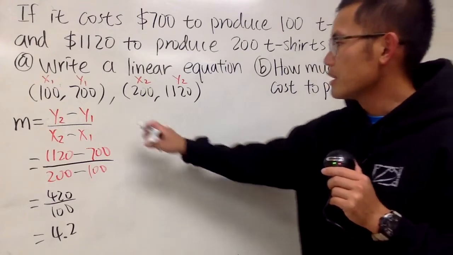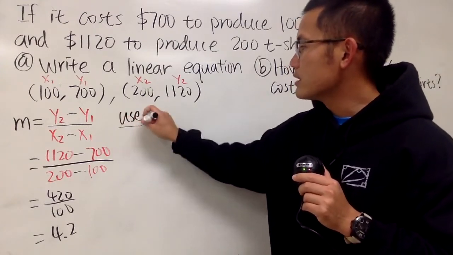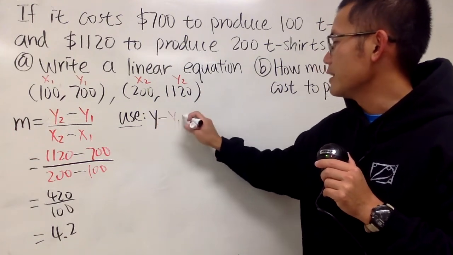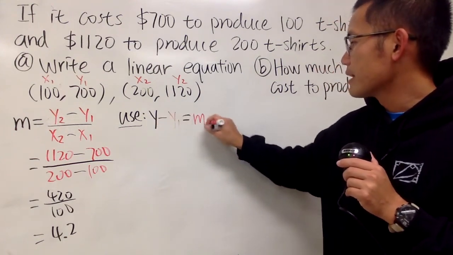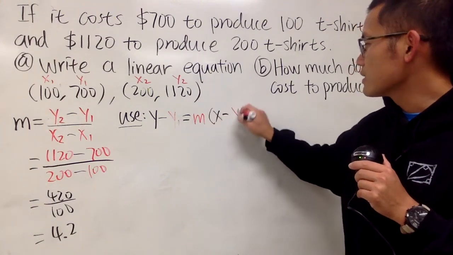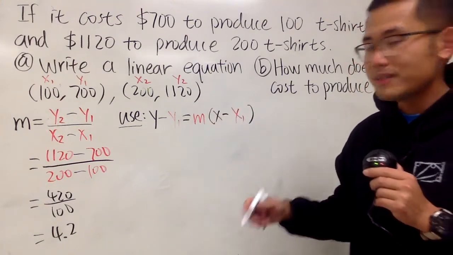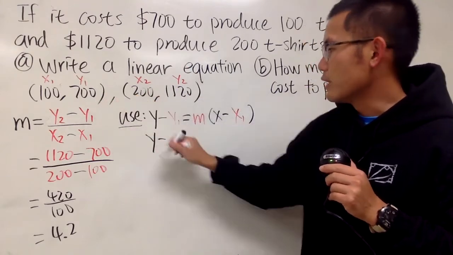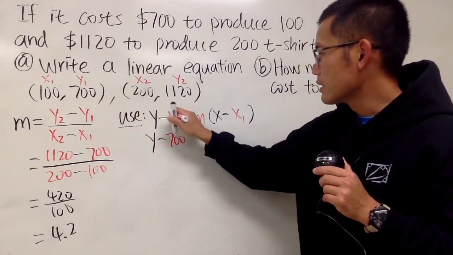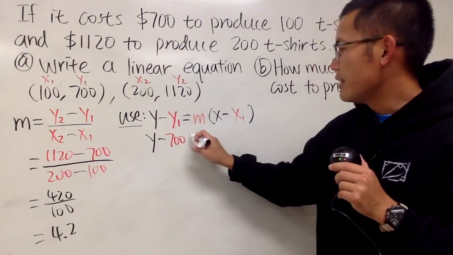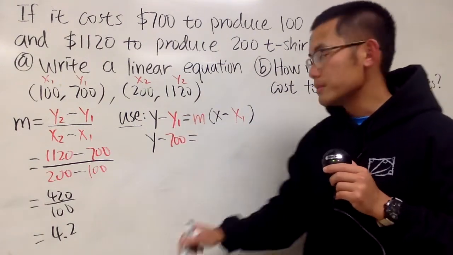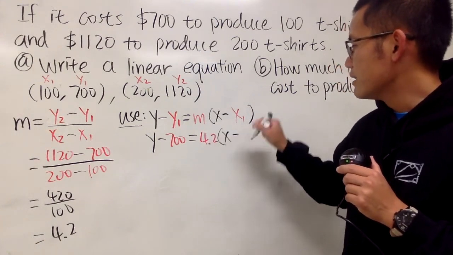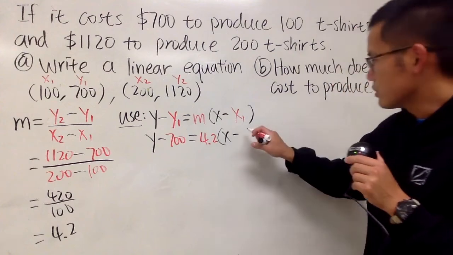So that's what we have for the slope. We are not done yet though, because we have to use the point-slope form of the line. y minus y1 equals m times x minus x1. And again, get to work. y minus y1, we'll use 700 for that, which is just the y1 value. And then the m is 4.2. And this is x minus x1, which is 100.